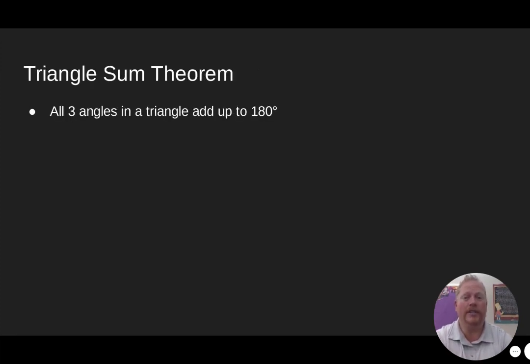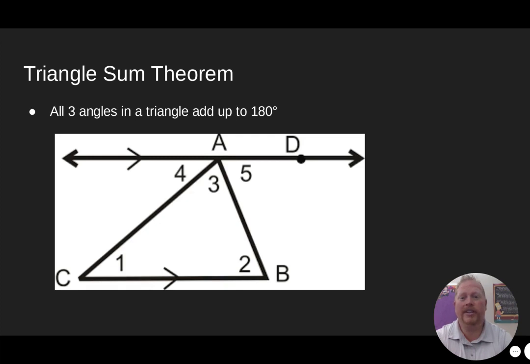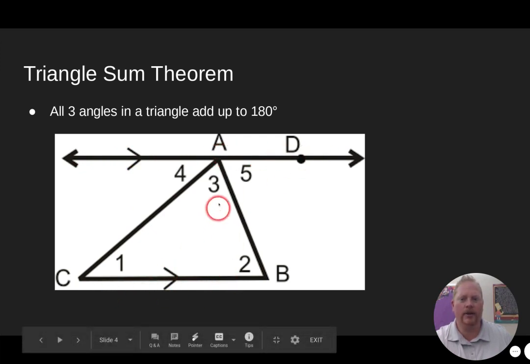Hopefully you already know this, but if you take all three angles in a triangle and add them up, you get 180 degrees. So just to give you an insight on how people discovered that, if we take a look at this diagram, you also might ask, why are we talking about this in the middle of parallel lines? Because in order to figure this out, mathematicians back in the day drew a parallel line to one of the sides of the triangle. So here you can see that line AD is parallel to side CB.